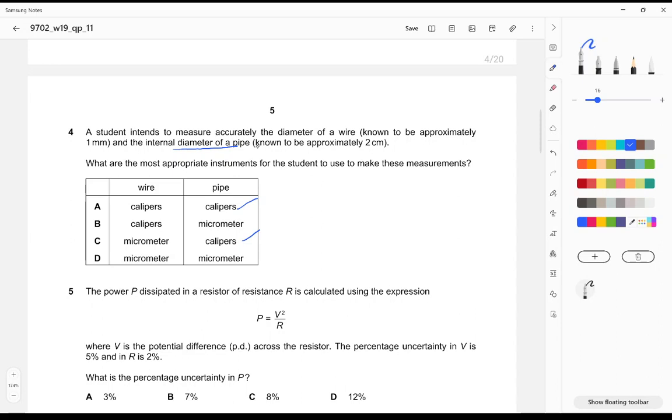If we are going to be measuring something accurately, give me a minute, guys. Give me a minute.